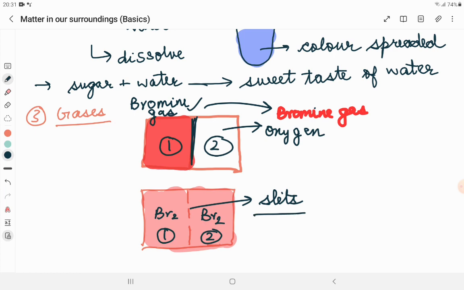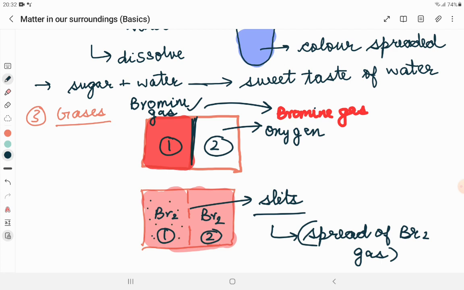So this is showing the spread of bromine gas. This is again proof. It is proving that the particles of bromine gas moved to the other chamber also, and spread over there. So this can easily show how these things take place. So that's all for today.